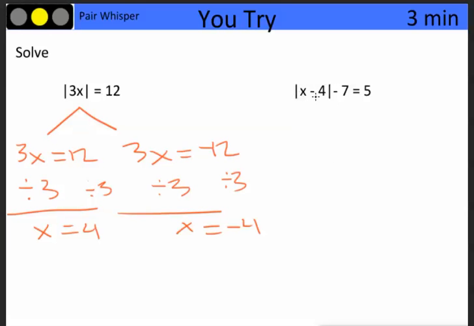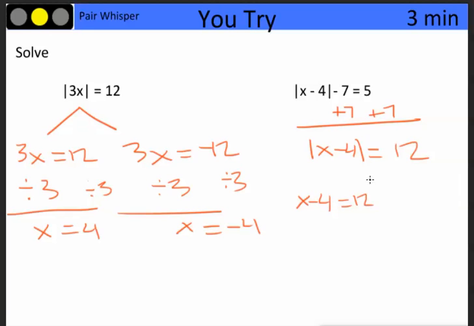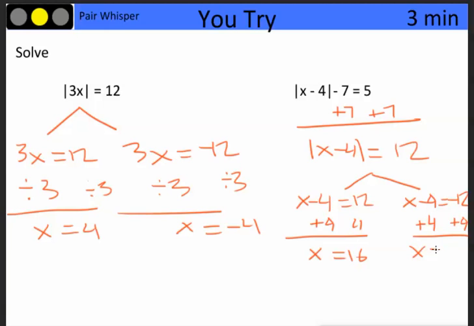Alright, this one, because we don't have the whole thing inside of the absolute value, we're first going to add 7 to both sides. And then we get the absolute value of x minus 4 is equal to 12. So x minus 4 could equal 12, or x minus 4 could equal negative 12. If we add 4 to both sides, we get x equals 16, or x equals negative 8.